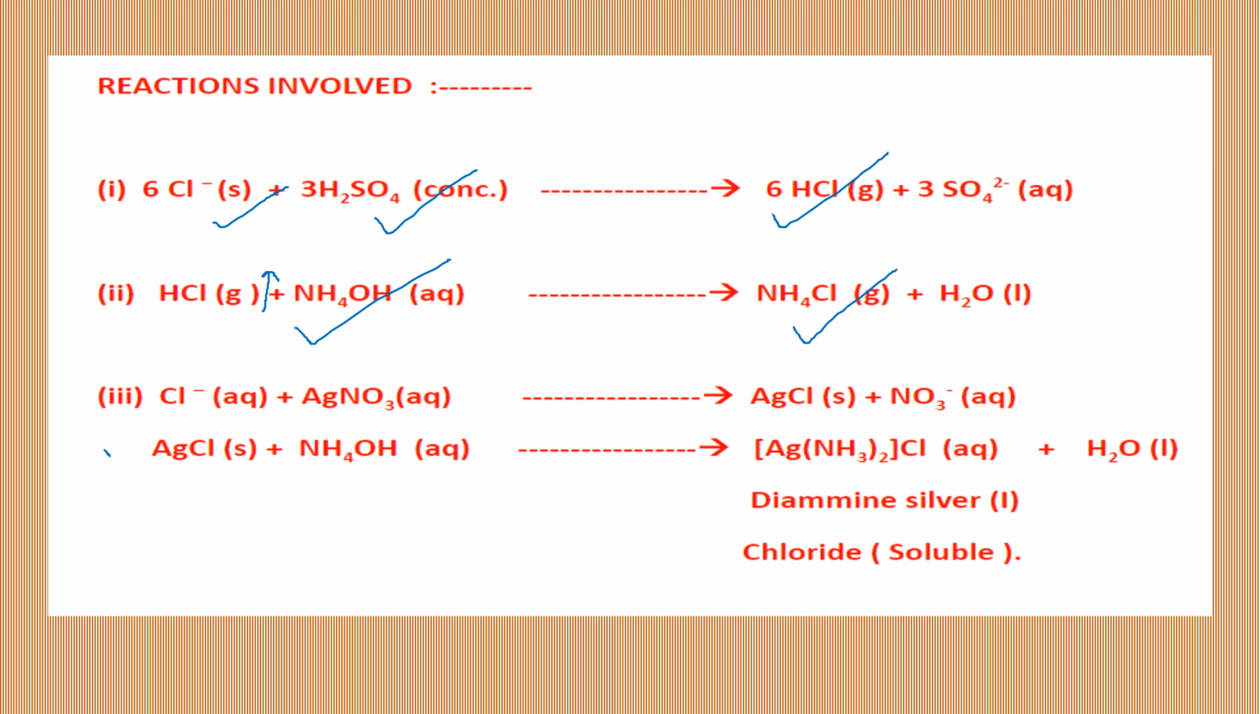Then the next is the confirmatory test, which is the silver nitrate test. React the aqueous solution of the given salt with aqueous solution of AgNO3. You will get a white precipitate of AgCl. And if you take a small quantity of the white precipitate and add excess of ammonium hydroxide to it, you will be able to see that the precipitate completely dissolves. That means it is soluble because of the formation of this complex.